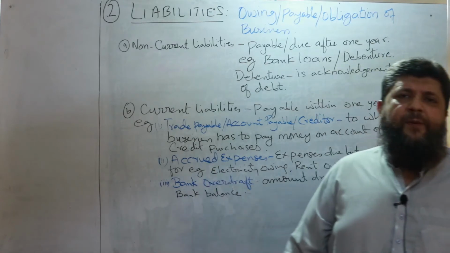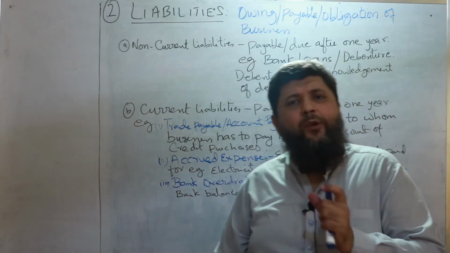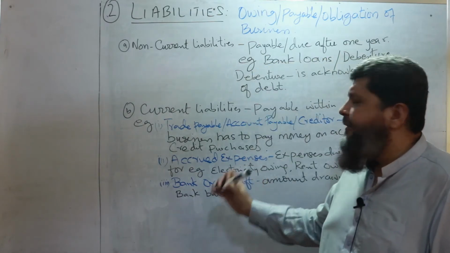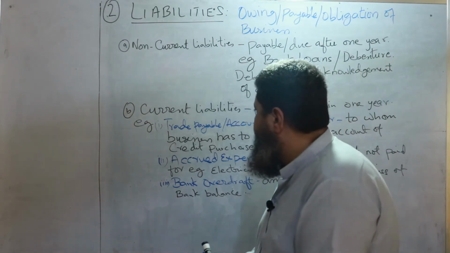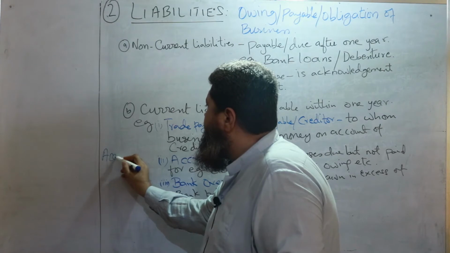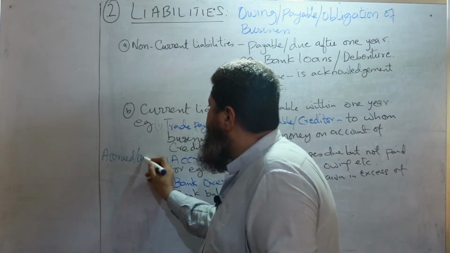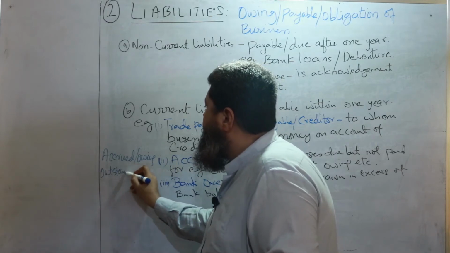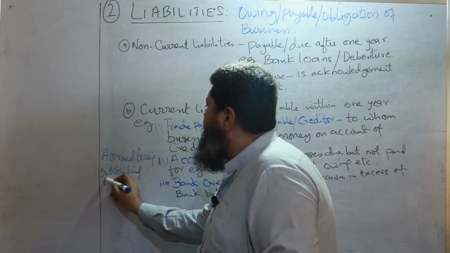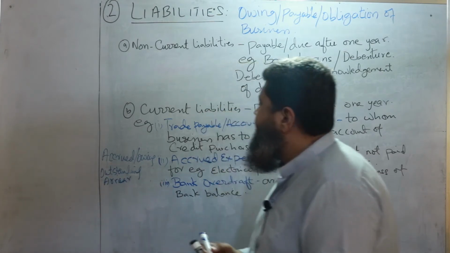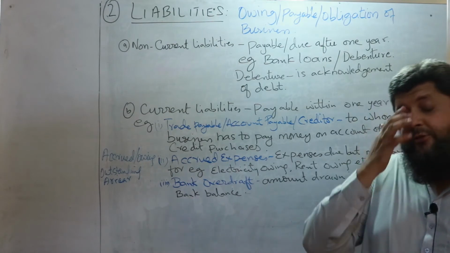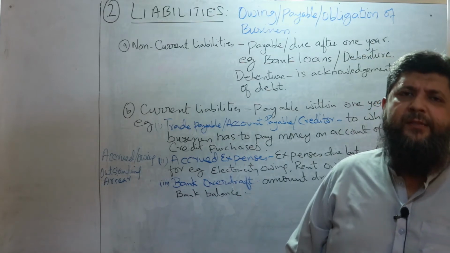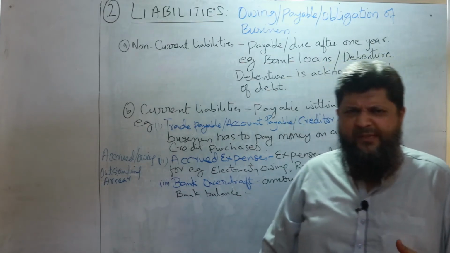Second example is accrued expenses. Accrued means ACCRUED, it spells like this. Accrued means owing. Let me write here: accrued means owing, outstanding, and another term is arrear. These are the terms which can be substitutes of accrued. But for O levels, we usually use the term accrued for the expenses. Expenses, when they become due, business has to pay.